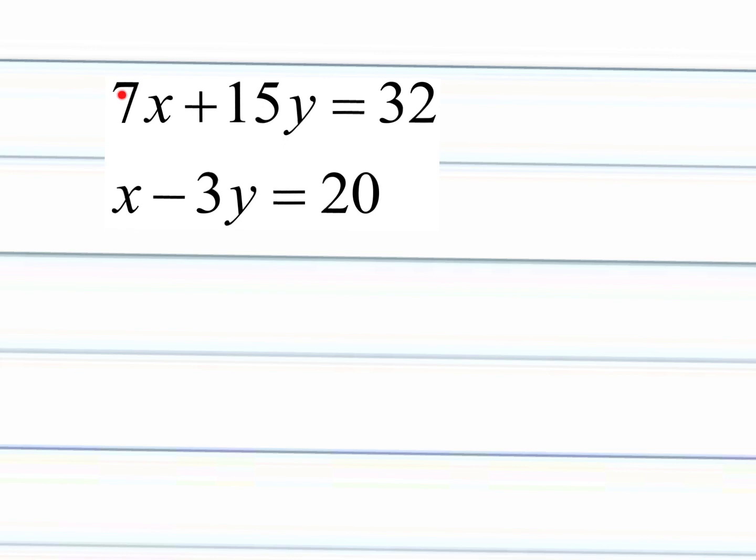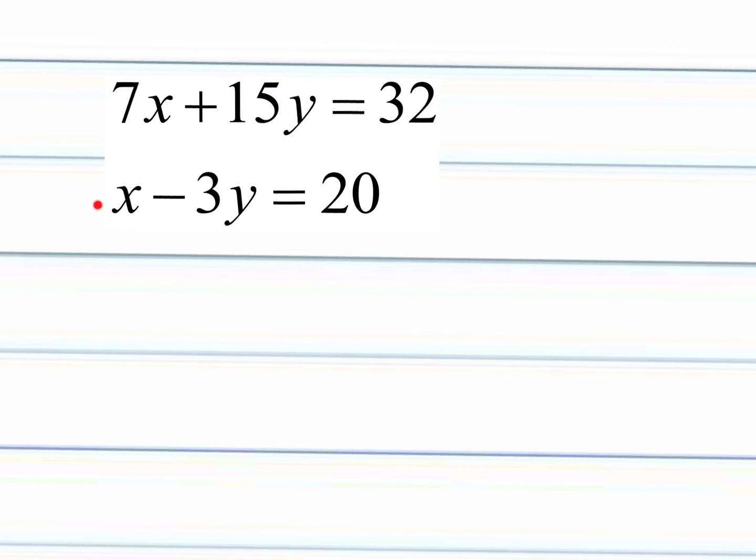Yeah? This is 7x up here. What would you need this to be down here? If this is a 7x and you wanted it to cancel, what would this have to be? A -7, right? How could you change this regular 1x to a -7x? You'd have to multiply by -7. All right, so that's one path, one option.